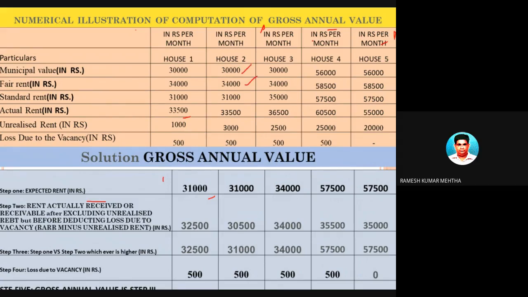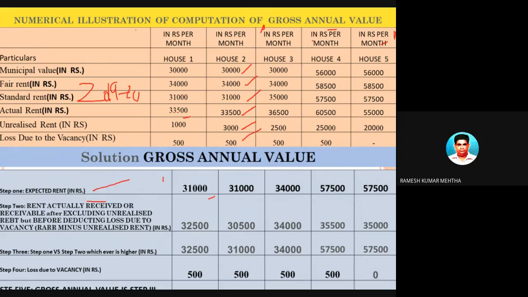Fair rent is 34,000 for the whole year. Standard rent is 31,000. Actual rent at which it has been let out is 33,500. Unrealized rent for the house property during the financial year 2019-20 is 3,000 and the vacancy rent is 500. From this, we will find out the gross annual value.